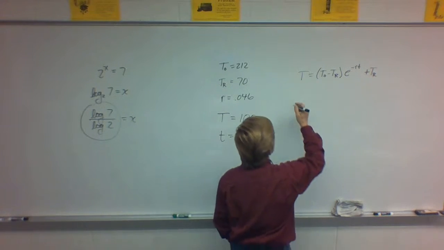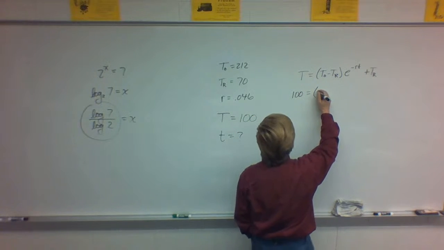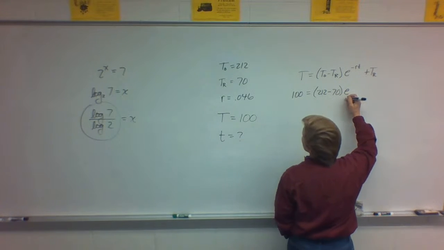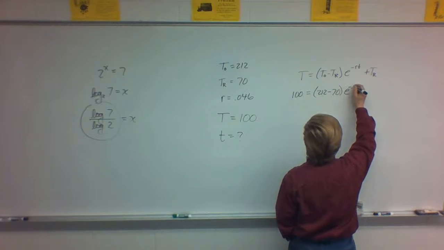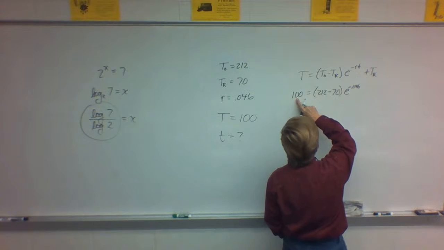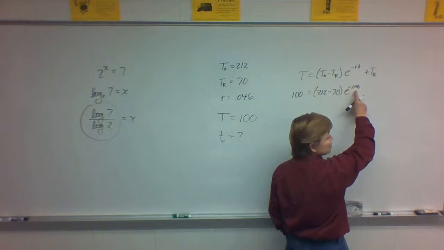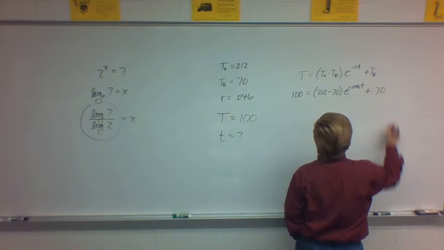So here we go. T gets replaced with 100. T naught is 212 minus the room temperature, 70. E to the r they gave us, and notice that it's 0.046. This has a negative on it, so you have to put a negative on it. This would be a positive number if you were warming something up, like if you pulled something out of the freezer. That's the difference. This one's cooling down. This T is getting smaller and smaller, and the negative is what makes it happen. Little t we don't know, but we do know T sub R is 70.